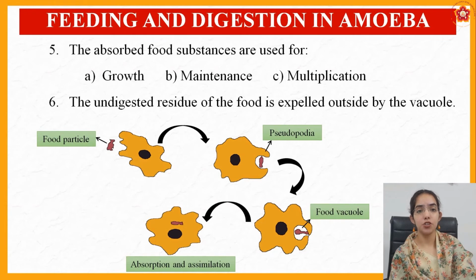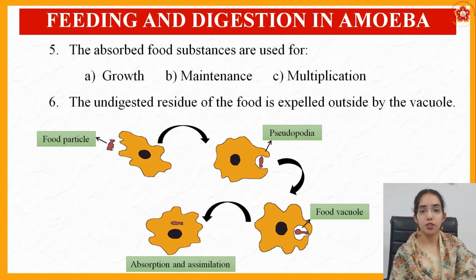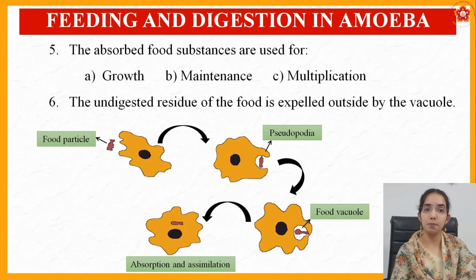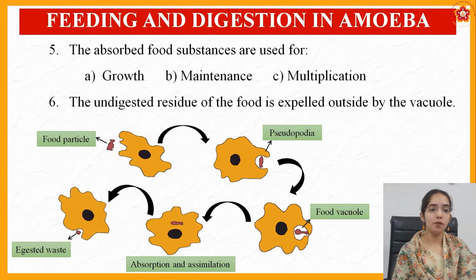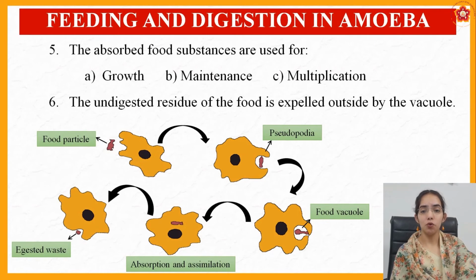So after digestion, the food will be absorbed and assimilated. The amoeba will use that absorbed and digested food for growth, maintenance and multiplication. And once this process is over, the undigested food or the residue will be expelled out again through the vacuole. So the food is being captured, then enzymes act on that food inside the food vacuole. The food will be digested and then absorbed, and then it will be expelled out. So this is the mechanism of feeding and digestion in amoeba.